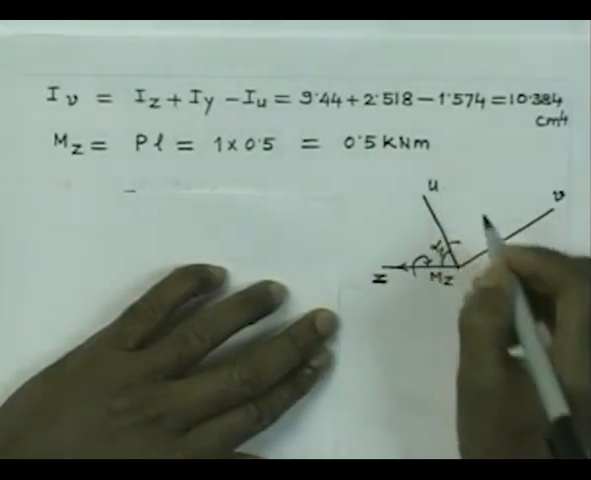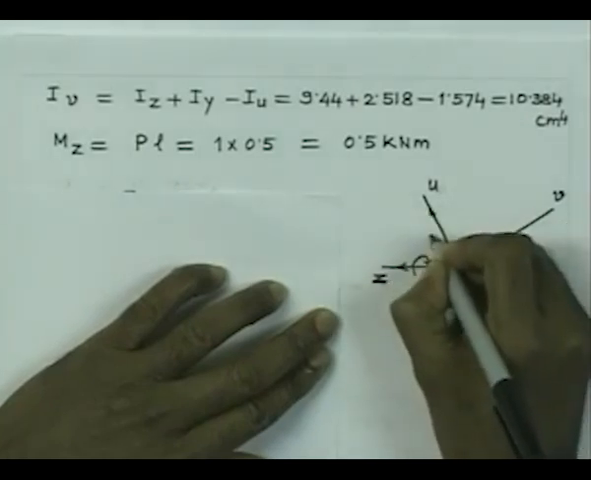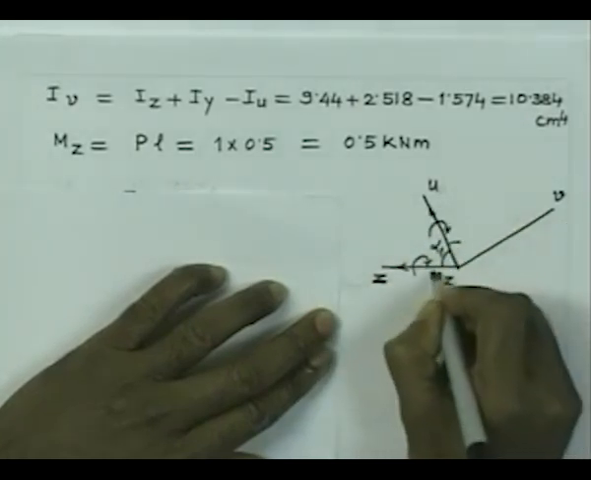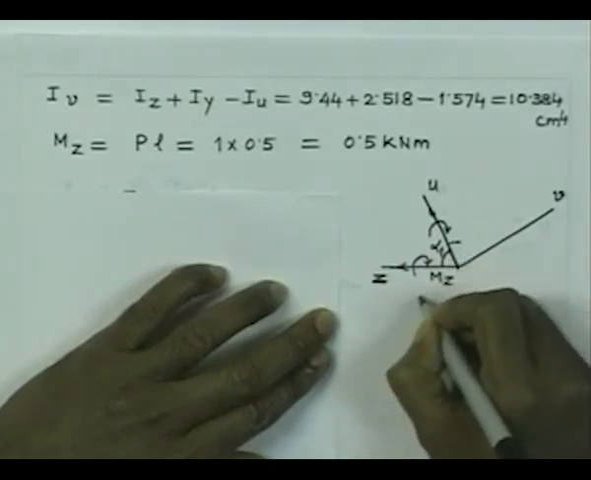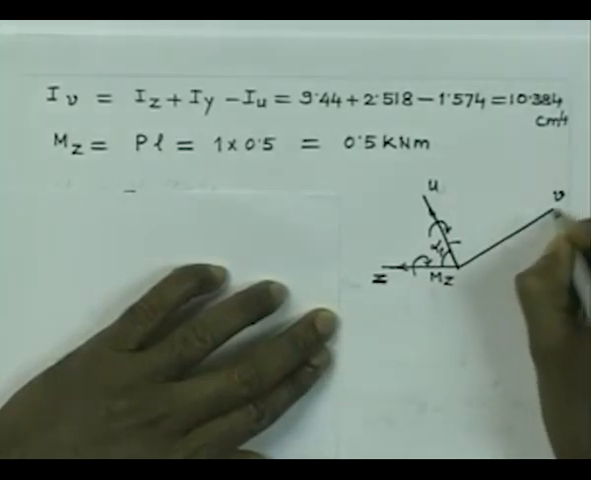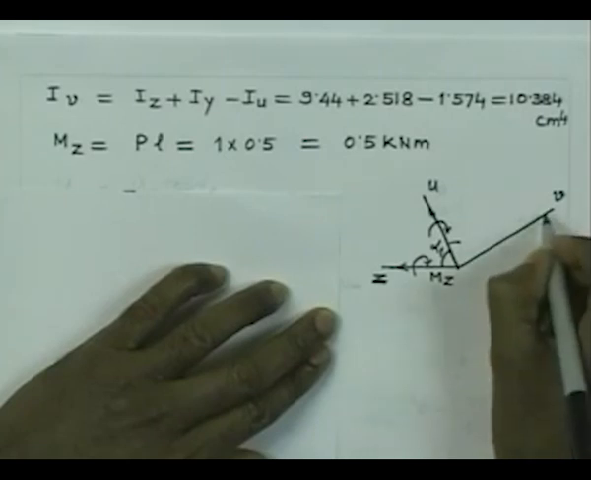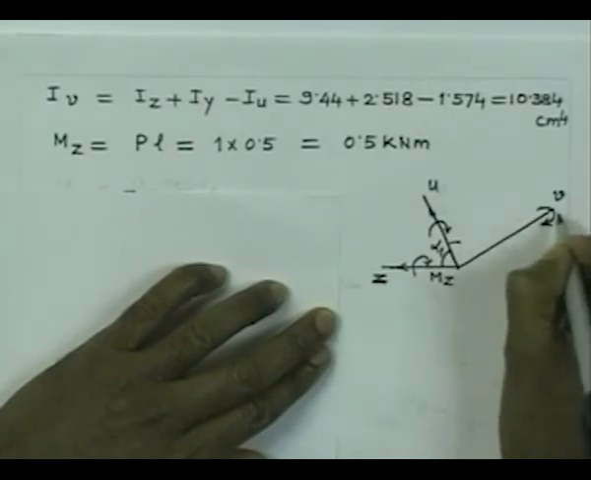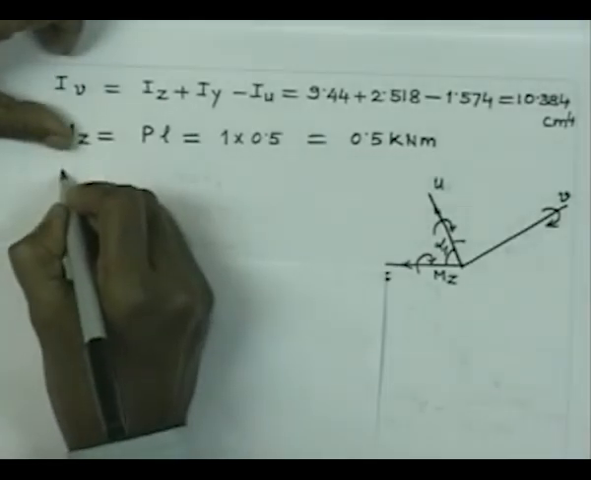So, I repeat, Mu is going to be nothing but the component of Mz in this direction, which is simply Mz cosine alpha 1, and the component in the other direction will be Mz sin alpha 1, but my positive direction is this, and if we consider our moment to be positive this way, then it will become a negative moment.